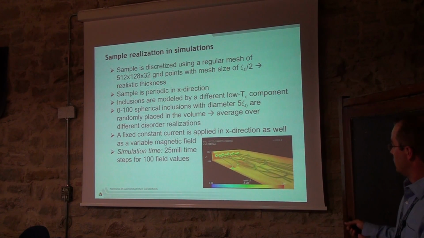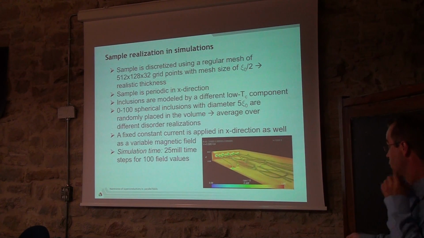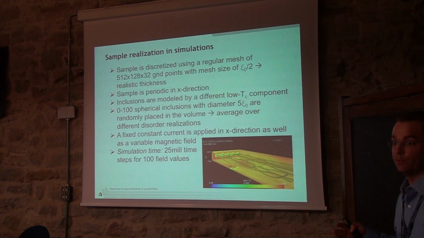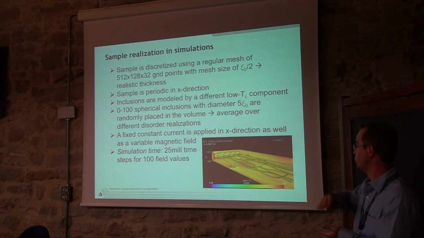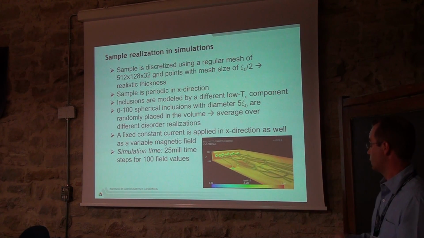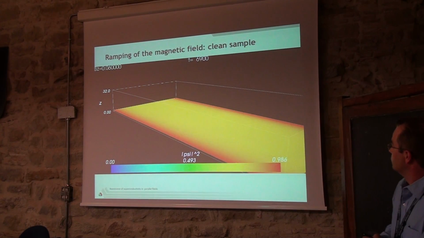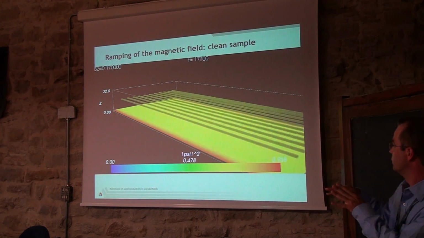So for these systems, we need to relax the order parameter quite a long time. So we basically solve the equation for about 25 million time steps. And we increase the field during this time in 100 steps. So this is here an isosurface movie of the order parameter.